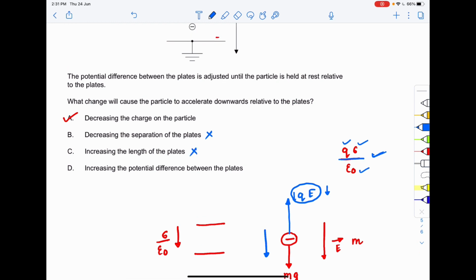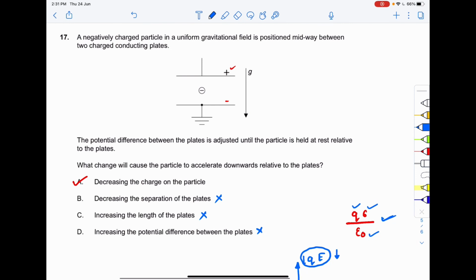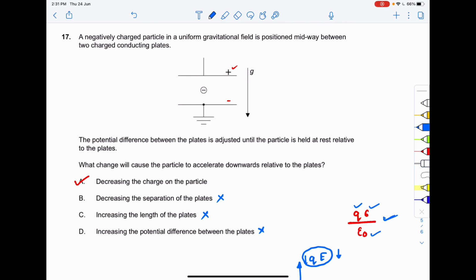Increasing the potential difference between the plates. If I just increase the potential difference between the plates, what will happen? Will the force that is acting upward change? No, it will not change, right? So this will also be incorrect. So the correct option to your question number 17 will be option number A, decreasing the charge on the particle. So I hope you got the question.